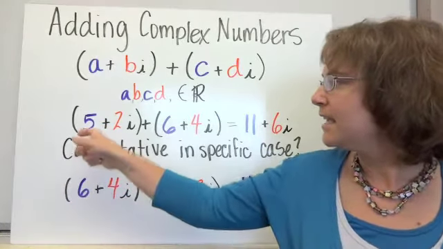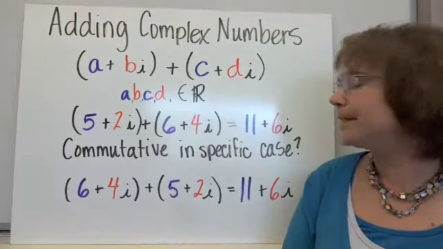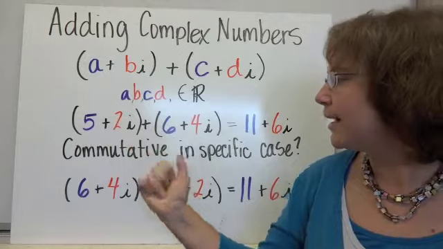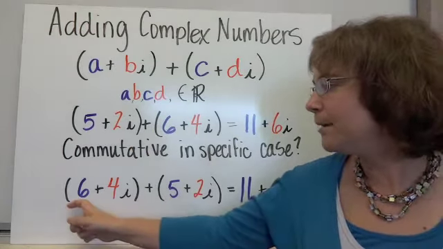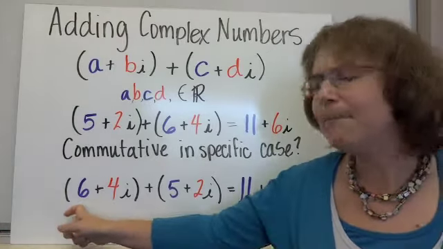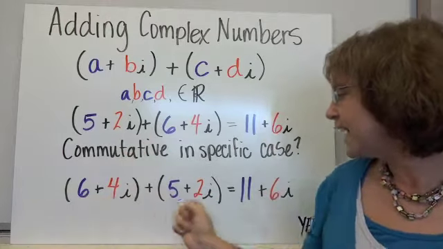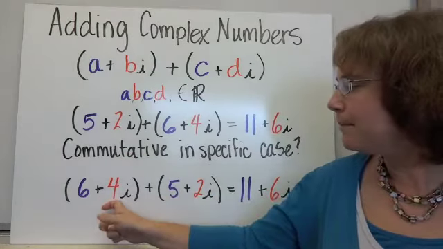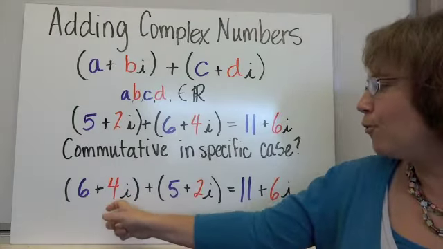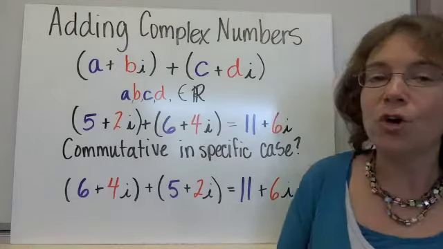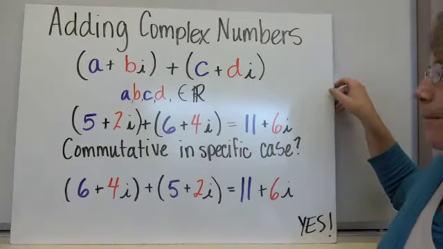So our specific case is 5 + 2i plus 6 + 4i, and we got 11 + 6i. Now let's reverse them, and let's add 6 + 4i plus 5 + 2i. So we do the same thing. We're going to do 6 plus 5, and because they're real numbers, we can add 6 plus 5, and that's the same as 5 plus 6. That gives us an 11. And then we'll add the imaginary part, 4i plus 2i, adding 4 plus 2, it's just 6i. So in this case, yes, adding is commutative with our complex numbers.